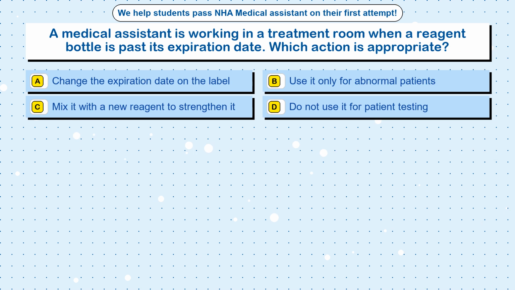Question 11. A medical assistant is working in a treatment room when a reagent bottle is past its expiration date. Which action is appropriate? Option A, change the expiration date on the label. Option B, use it only for abnormal patients. Option C, mix it with a new reagent to strengthen it. Option D, do not use it for patient testing.